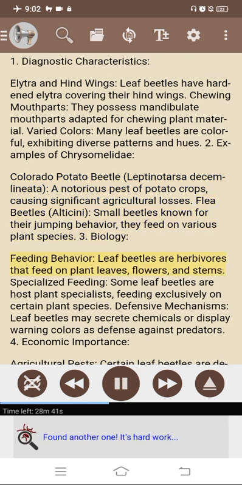3. Biology. Feeding behavior. Leaf beetles are herbivores that feed on plant leaves, flowers, and stems. Specialized feeding. Some leaf beetles are host plant specialists, feeding exclusively on certain plant species. Defensive mechanisms. Leaf beetles may secrete chemicals or display warning colors as defense against predators.